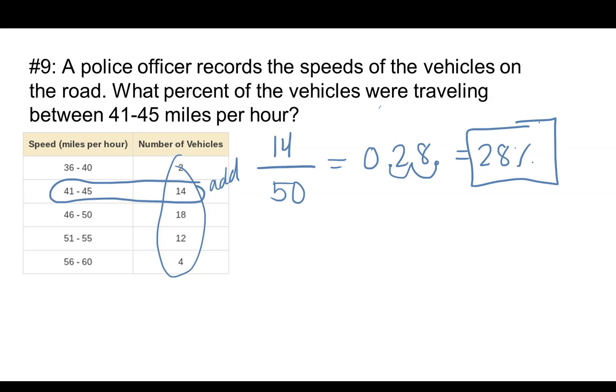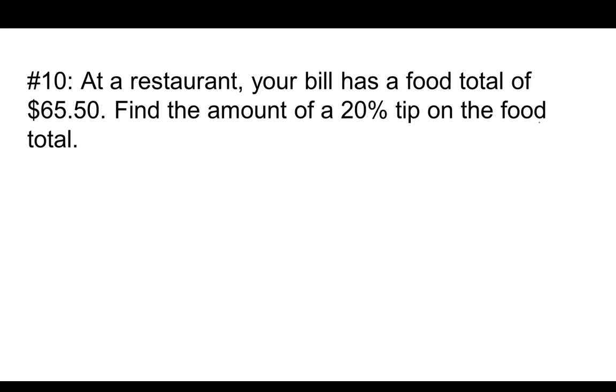Okay? And let's move on to 10. At a restaurant, your bill has a food total of $65.50. Find the amount of a 20% tip on the food total. I recommend using the percent equation. So go ahead, pick your answer.